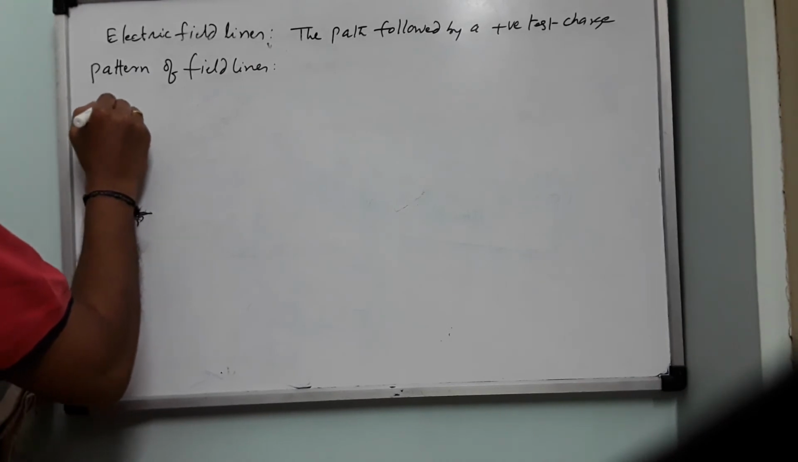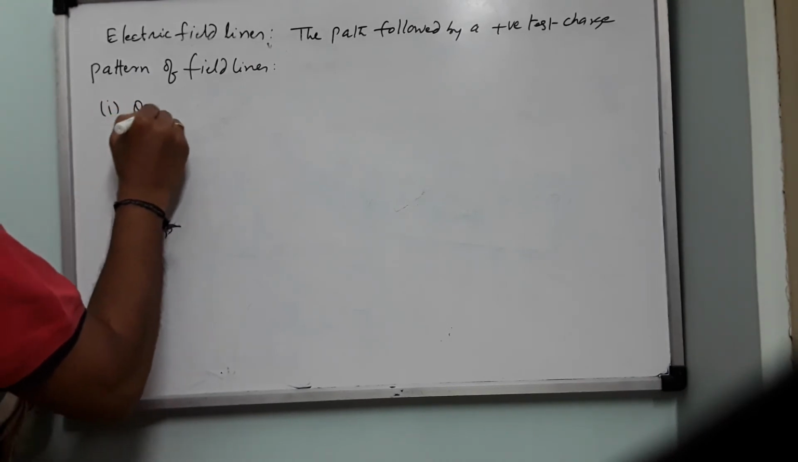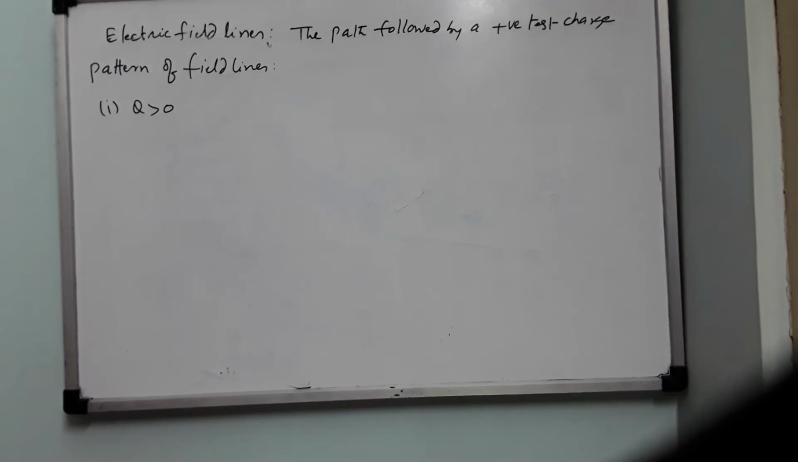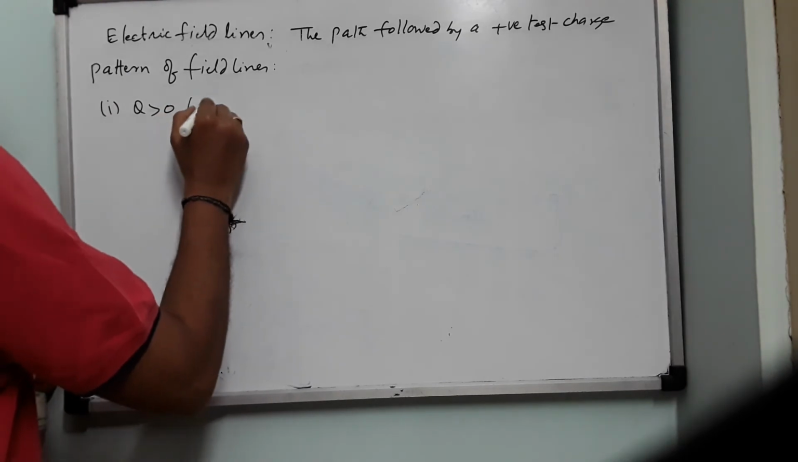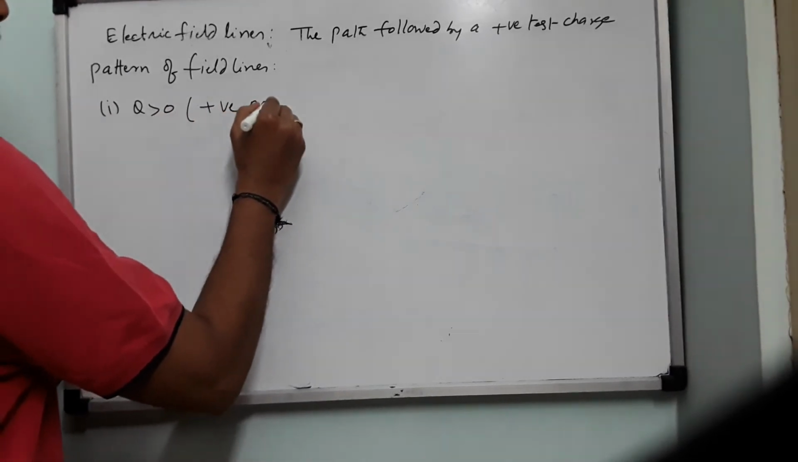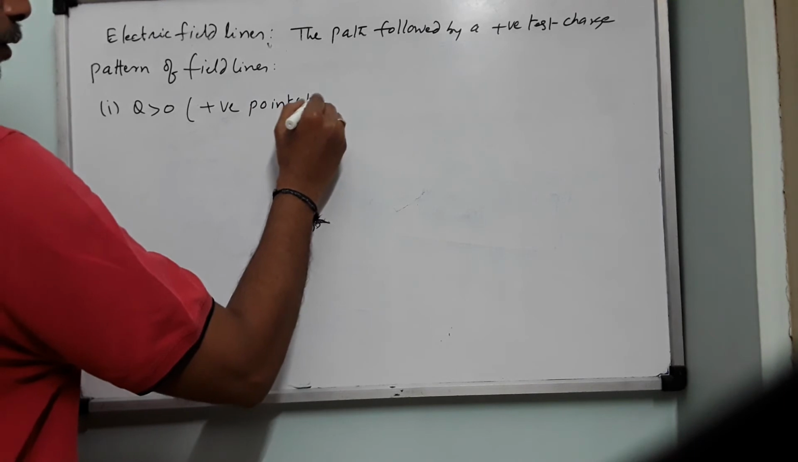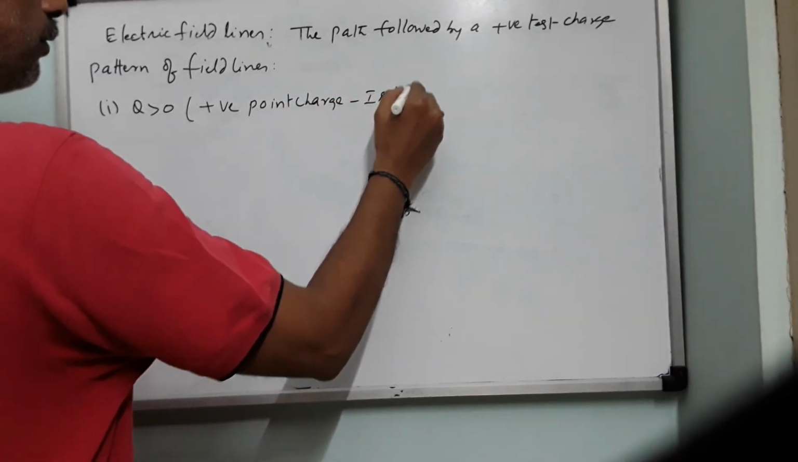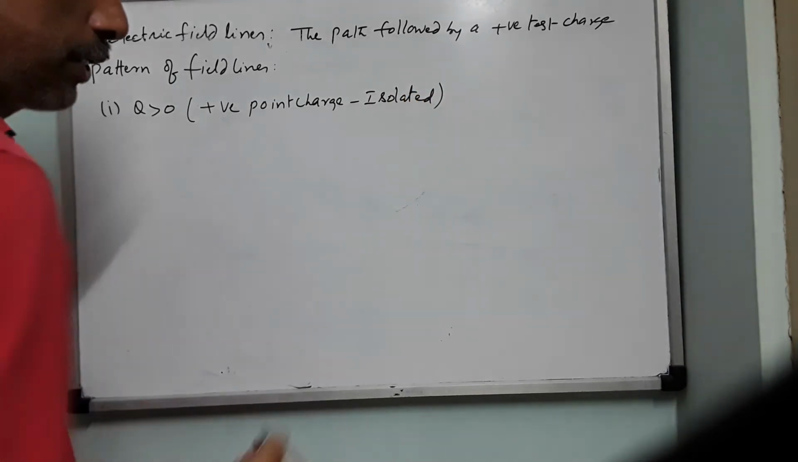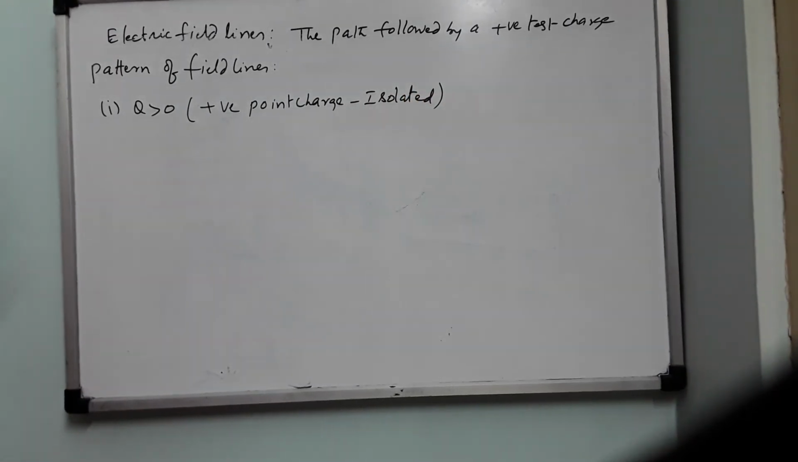First we will take Q greater than 0. What is Q? Q is the source charge. Its magnitude is greater than 0. That means it is called a positive point charge, a positive point charge which is isolated from all other charges. It exists only as a single charge in the system.